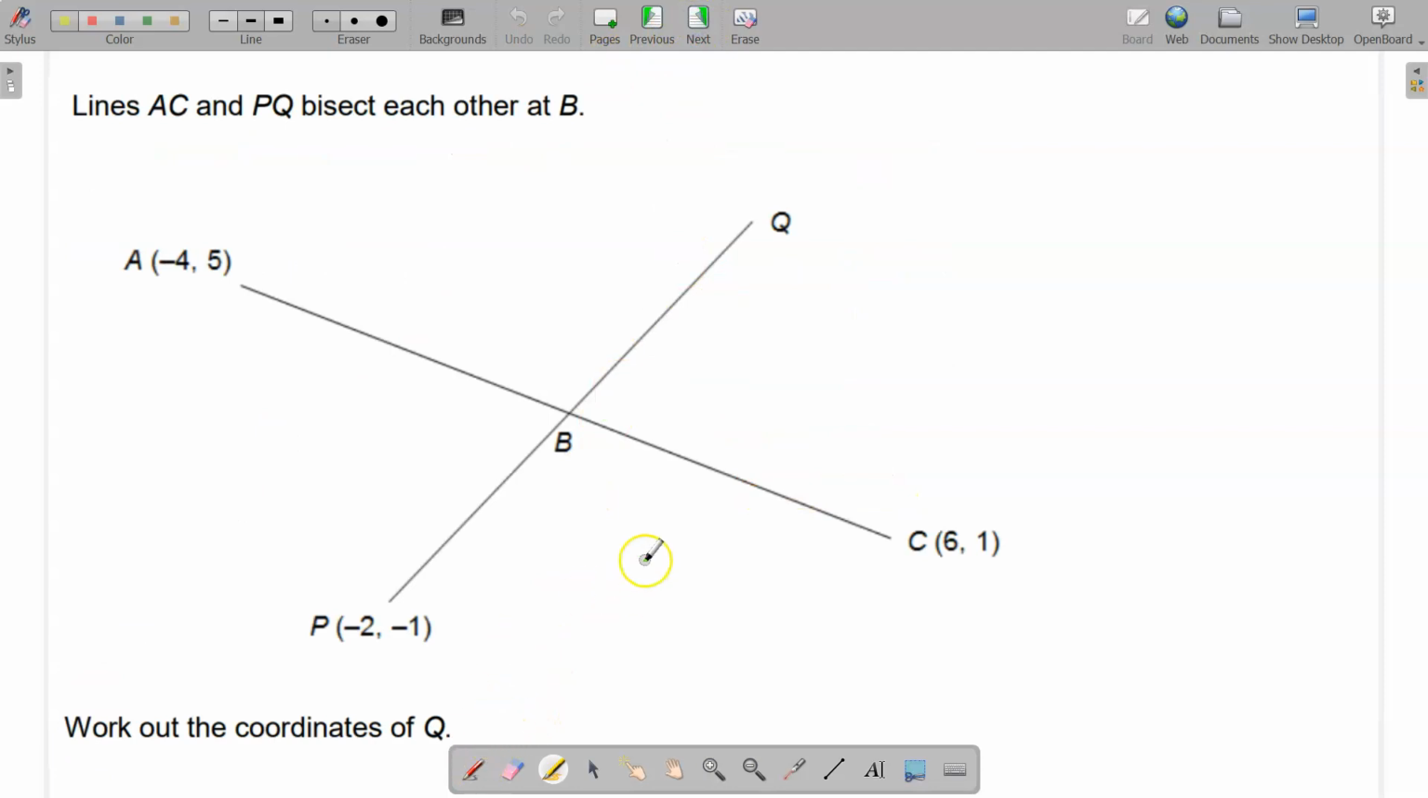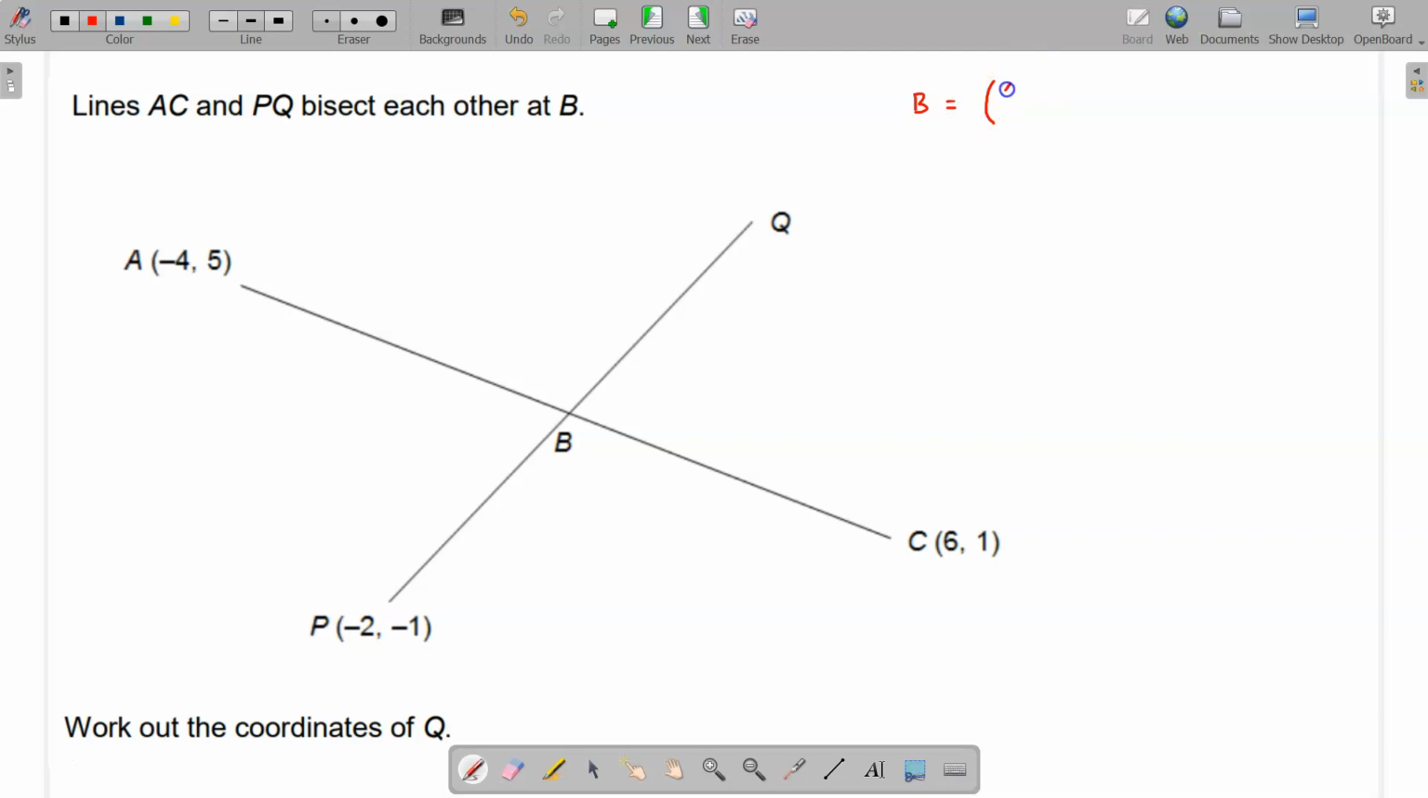Two straight lines that bisect each other. That means that B is the midpoint of AC, and it's also the midpoint of PQ. So what I would do here is to find the coordinates of B, it's the average of the x coordinates of A and C and the y coordinates of A and C. So if I write it formally, I would say B equals, and when I say average, I mean the mean.